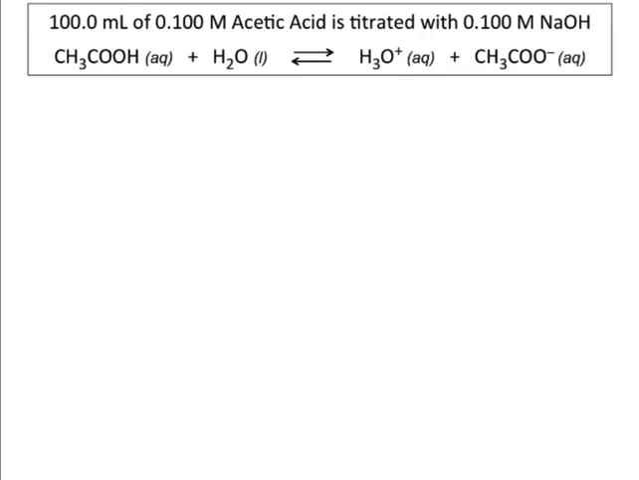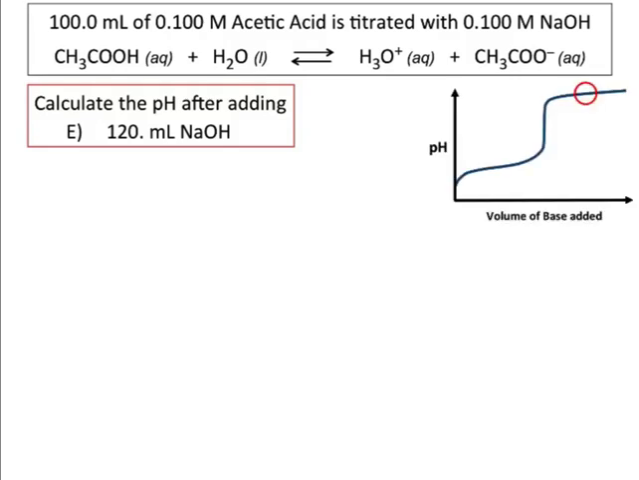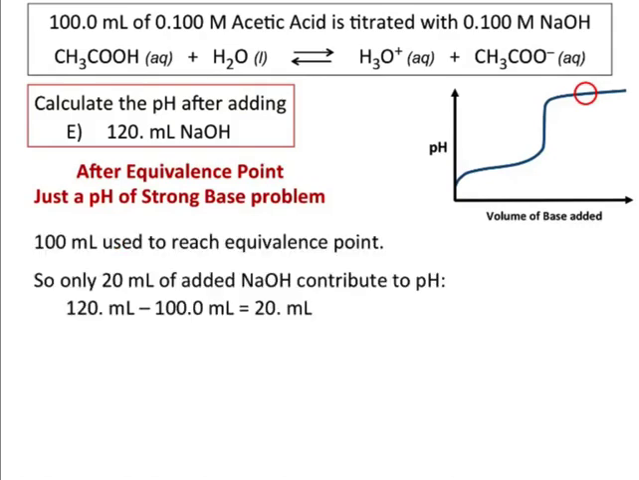All right, last step. Let's calculate the pH after we add 120 milliliters of sodium hydroxide. So now we're past the equivalence point. And so this is a pH of a strong base problem with one little thing on the front end. You have to figure out how much base you added after the equivalence point. You can do this in terms of volumes. You can do this in terms of moles. Either one's okay. I'm going to do it in volumes here because I just find that easier.